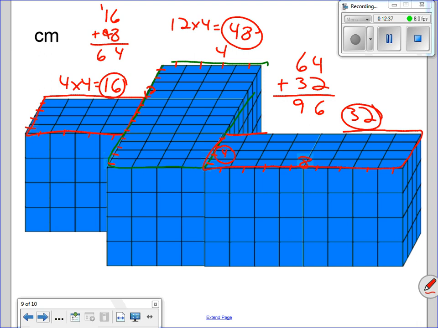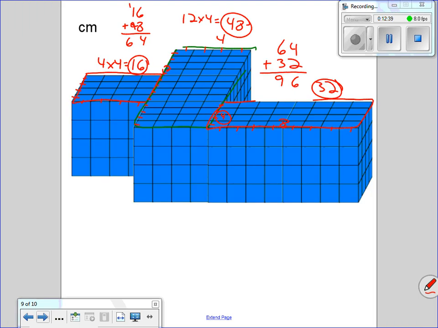Now, we have the area of the base found, right? It's 96 is the area of my base. That is my big B. Now, with volume, it's big B times height. What's my height all the way around? 1, 2, 3, 4. 1, 2, 3, 4. 1, 2, 3, 4. So I have 4 layers of 96 is the point I'm trying to make.